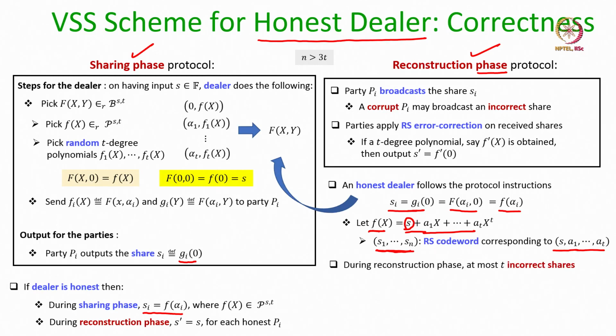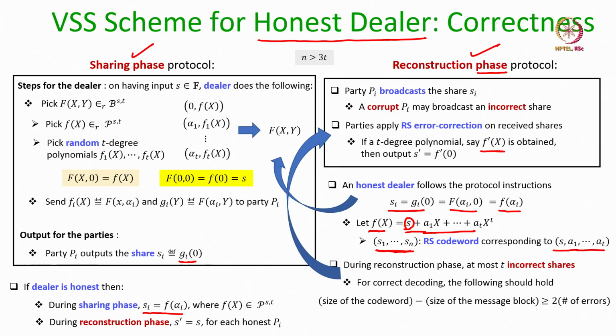Now, what happens during the reconstruction phase? During the reconstruction phase, there could be at most t corrupt parties who may produce incorrect shares, and we do not know the identity of the corrupt parties. Now, if we want the reconstructed polynomial f prime of x to be the same as the sharing polynomial f of x, this relationship should hold, which comes from the bound in coding theory, namely the size of the Reed-Solomon code word minus the size of the message block should be at least 2 times the number of errors that we want to correct.